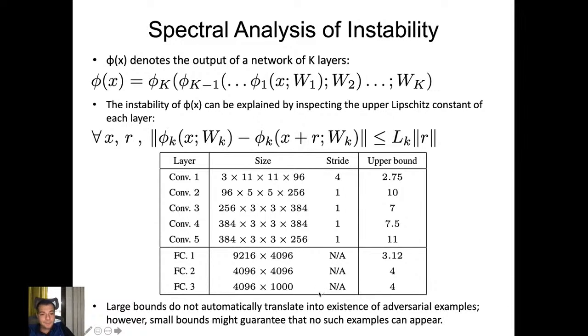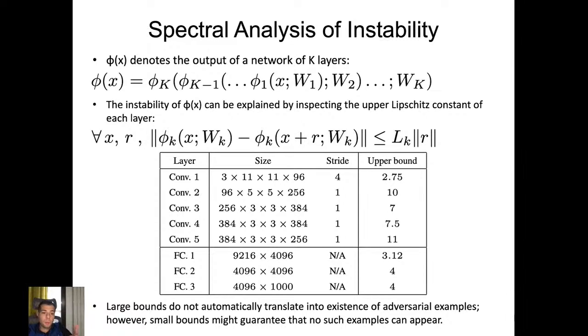and the conclusion is here. If you have large bounds, then this does not necessarily mean that there exist adversarial examples. But if you have small bounds, you might have a guarantee that such examples will not appear.